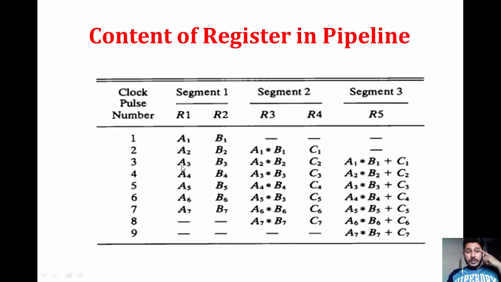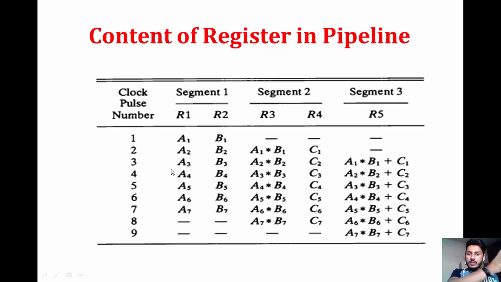And at the third clock pulse, A1 and B1, whose multiplication is added with C1, and at the same time A2 and B2 is getting multiplied, and it is receiving C2, and at the same time in segment 1 there are new values A3 and B3. So likewise, till the completion of the task, everything is getting executed segment by segment in a pipeline manner.